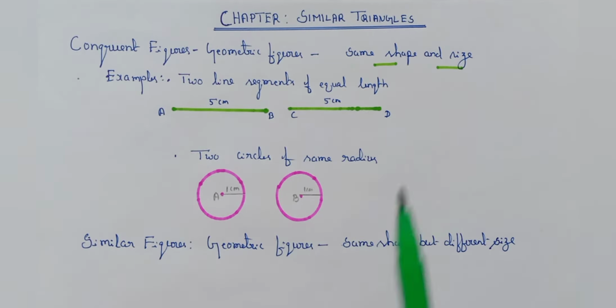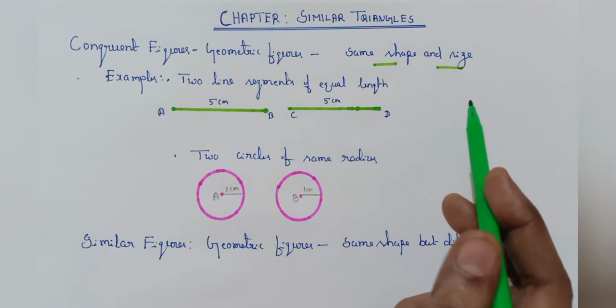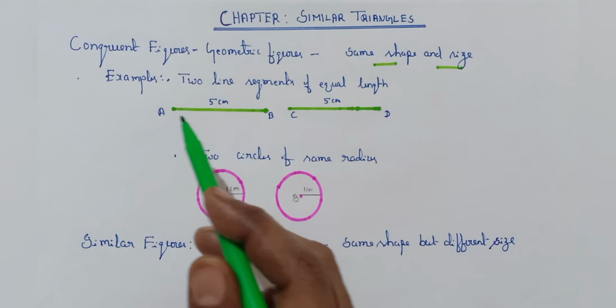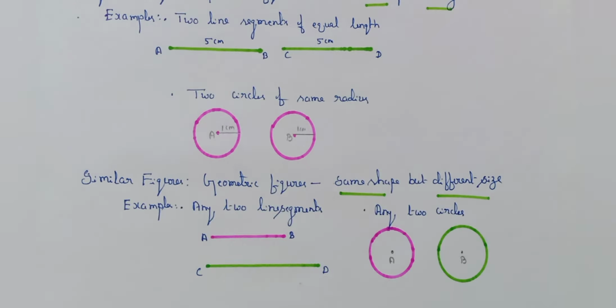Now you know, if two geometric figures have the same shape and the same size, they are called congruent figures. If the two geometric figures have the same shape but different size, they are called similar figures. Example, we can give any two line segments. Here, AB and CD are two line segments of different length.